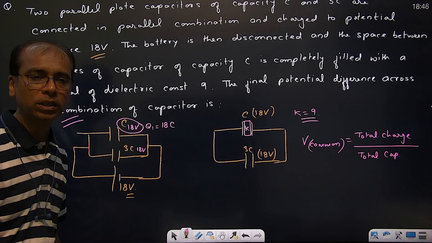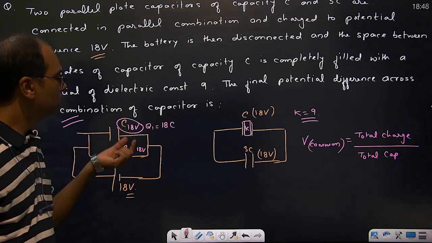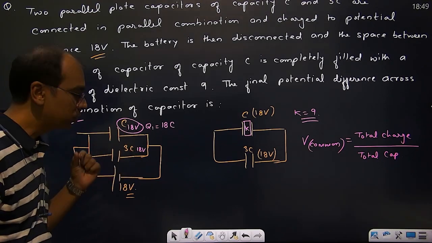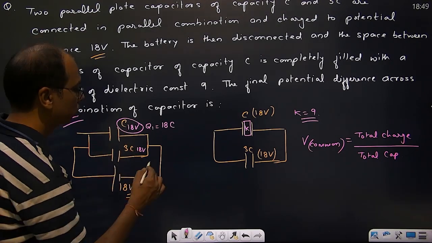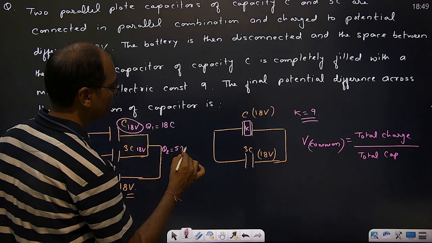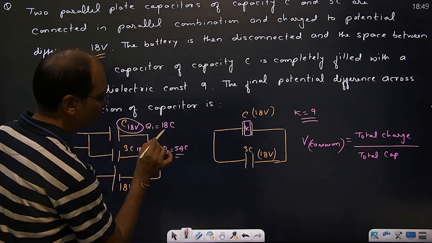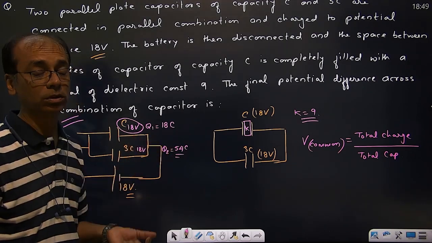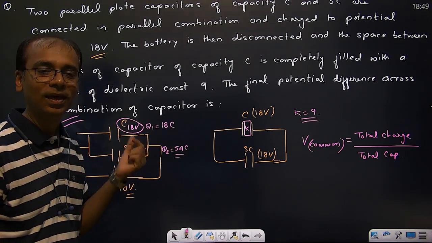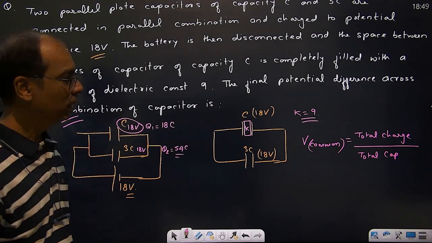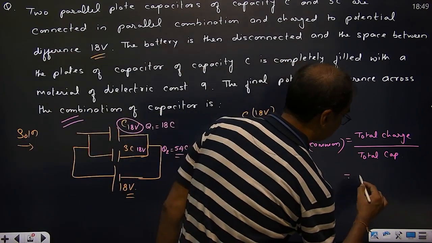Q equal to CV. So 18 volt into capacitance. Same way here, 18 volt into 3, 54. So Q2 is 54C. So what is this total charge? Q1 plus Q2, which means 54 plus 18. So 54 plus 18 is 72. Okay, so total charge is 72C.